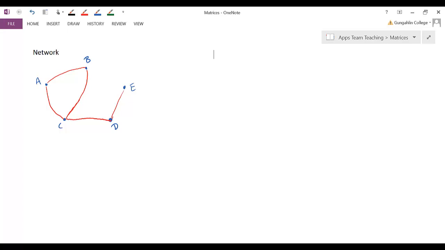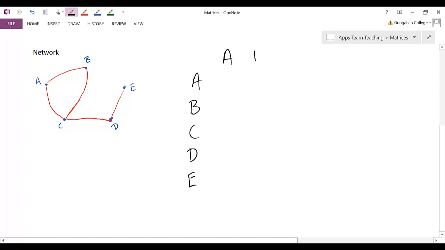They could be connections of pipes in a system. They could be cities that are being joined by different roads or something like that. So we could have a matrix that describes how these different points are joined up. Now, to do that, we might want to represent it as a table first. And that's how I would usually do this. So let's list our points: A, B, C, D, E, and A, B, C, D, E.